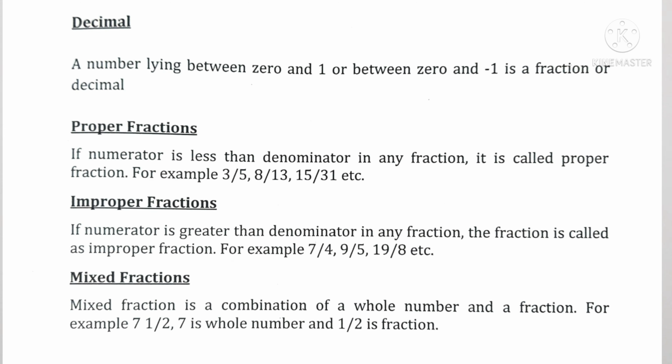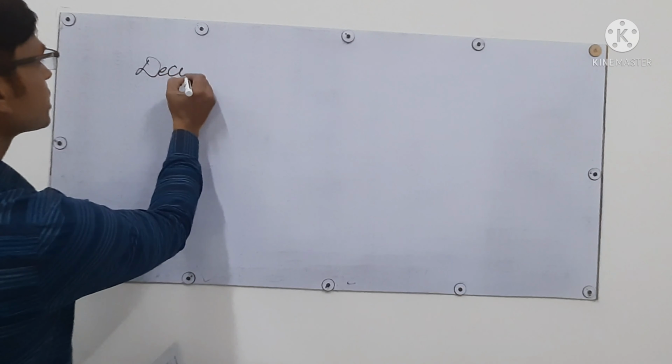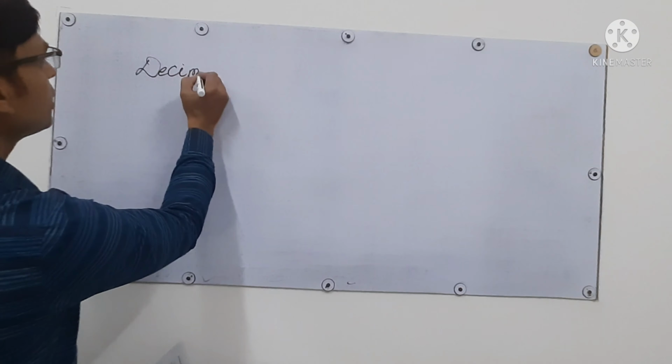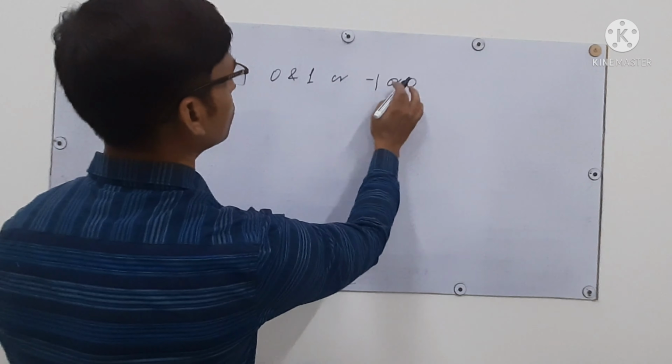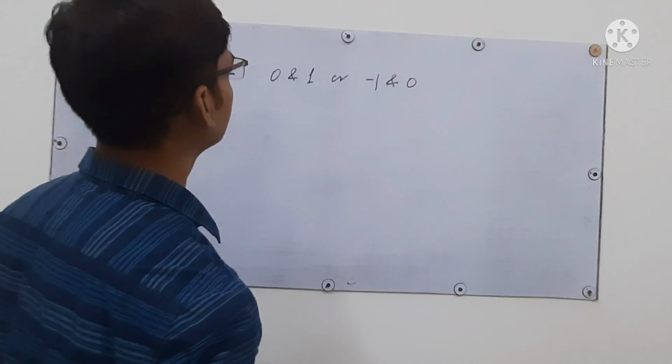Okay, so what are decimals? You have seen in this picture also. Decimal: a number lying between 0 and 1. So what do you understand by decimal? Decimal means any number which lies between 0 and 1, or we can say a number which lies between -1 and 0. If any number lies between 0 and 1 or -1 and 0, then it must be in decimal form.